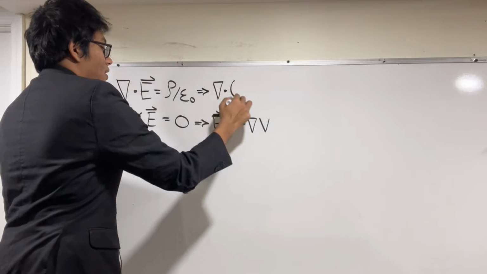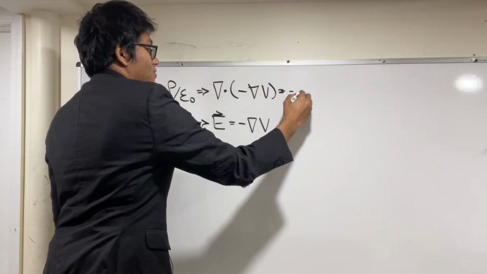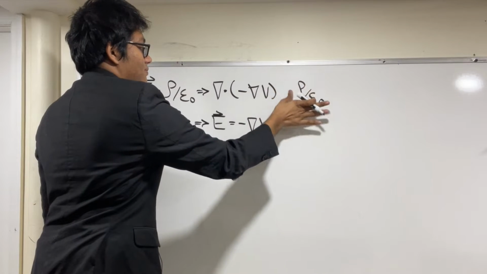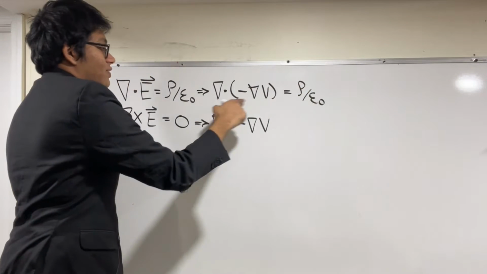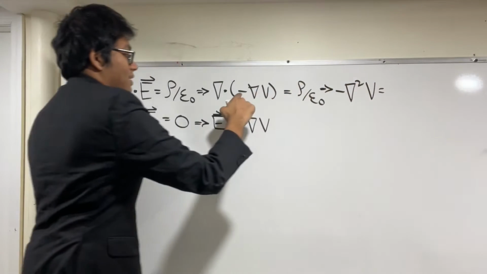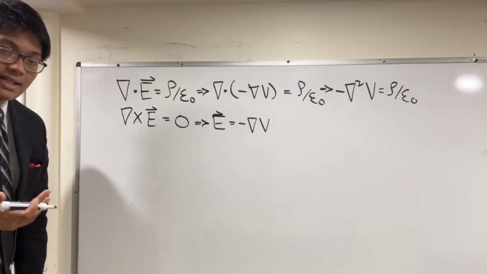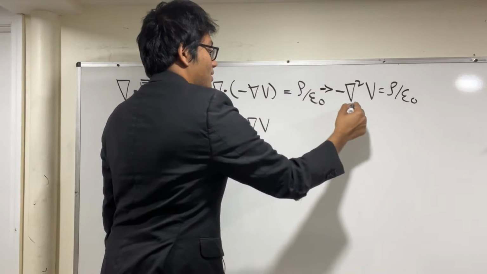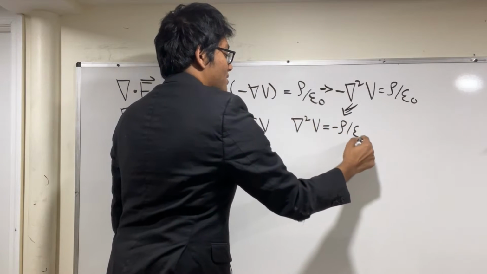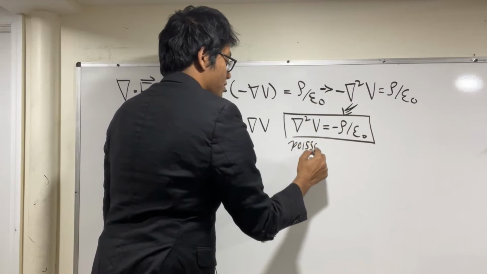The divergence of, instead of E, I'm going to write minus the gradient of V, is rho over epsilon naught, there's no minus yet. And then the divergence of the gradient is going to give us the Laplacian, with this minus sign coming from here, so minus the Laplacian of the electric potential is the volume charge density over epsilon naught. And then we can just move the minus sign to the other side, which gives us Poisson's equation. The Laplacian of the electric potential is minus the volume charge density over epsilon naught. This right here is Poisson's equation.